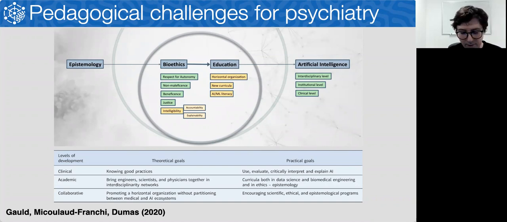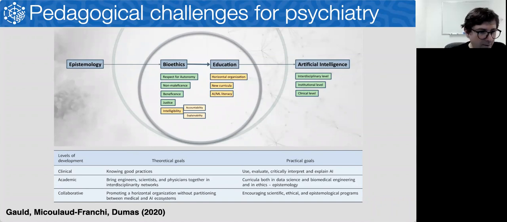So to have this kind of bilingual community of AI and mental health, these require curricula that are in data science, biomedical engineering, and ethics and epistemology. And you see in the figure at the top that even before you get to the artificial intelligence part, you need a foundation in epistemology and bioethics, to also know the underlying assumptions behind those algorithms and behind artificial intelligence.